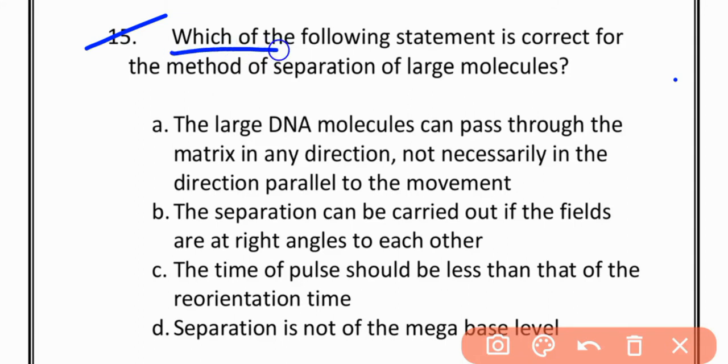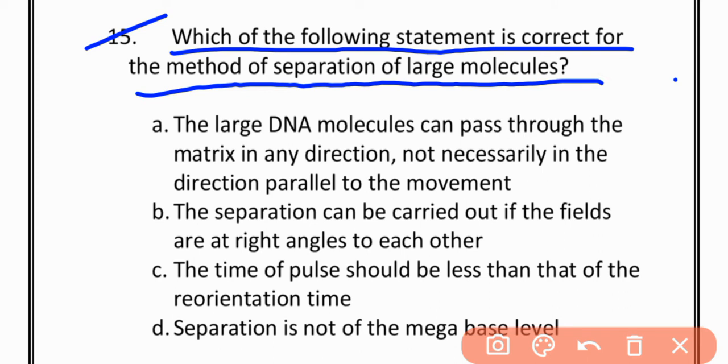15. Which of the following statement is correct for method of separation of large molecule? The correct option is option C. The time of pulse should be less than that of the reorientation time.